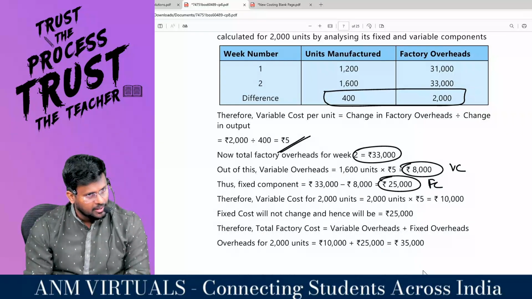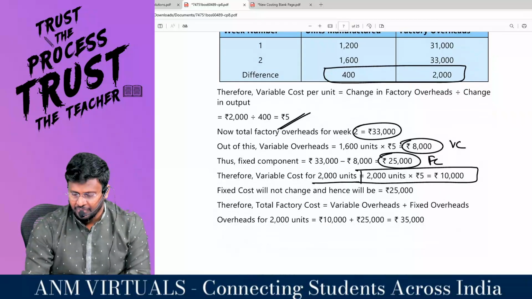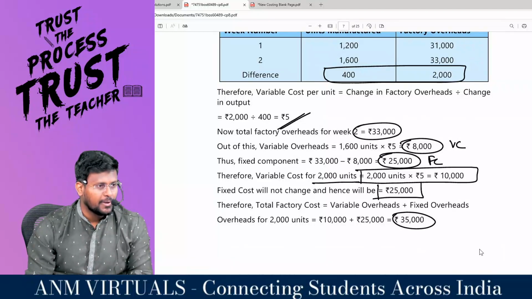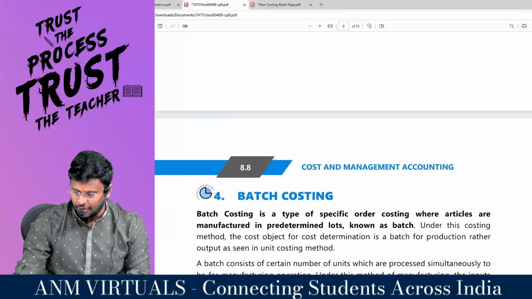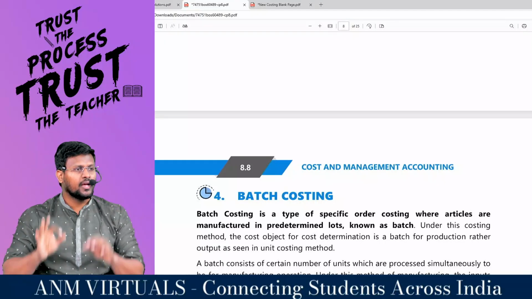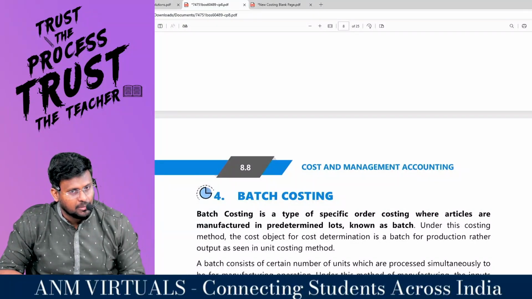Are you all really with me? If that is the scenario, for 2,000 units, 2,000 into 5 comes to how much? Plus the fixed portion, the total comes to 35,000 divided by 2,000 units, meaning every unit is 17.5. With this we can declare that we are through with unit costing, which is nothing but the cost sheet. Sir, one part of the chapter comes to an end.